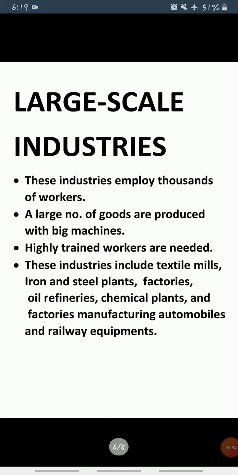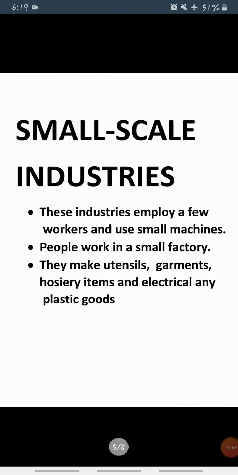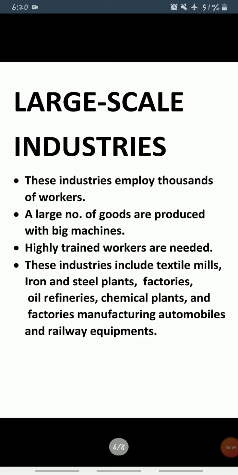Now come to the next, which is large scale industries. Yes, it is very important. Large scale industries employ thousands of workers. In small scale industries, they need few workers and small machines. But in the large scale industries, they require thousands of workers and big machines. And they produce a big amount of goods and they require highly trained workers.